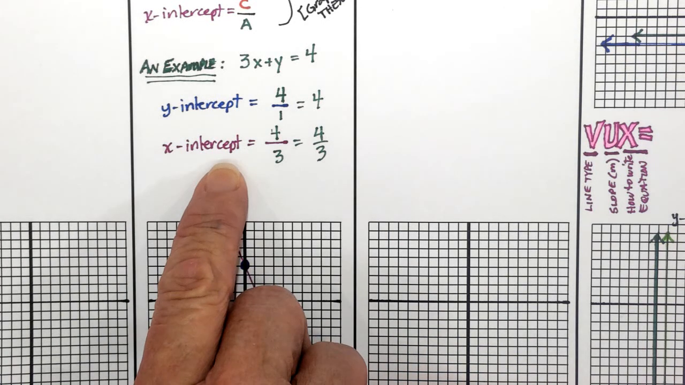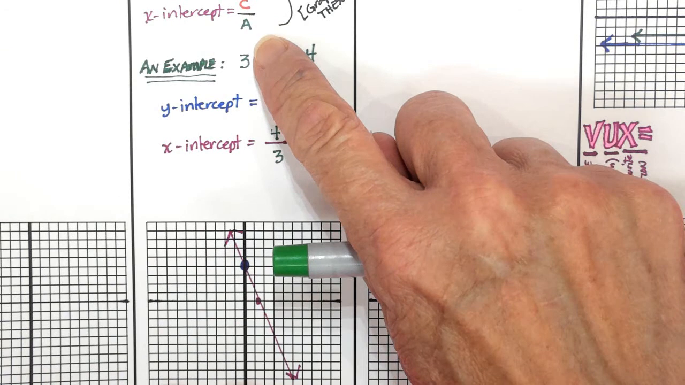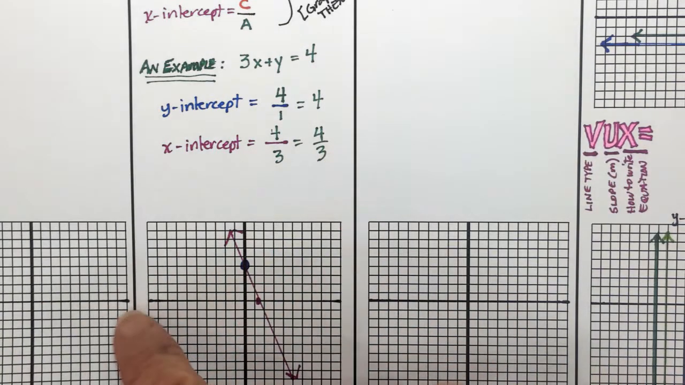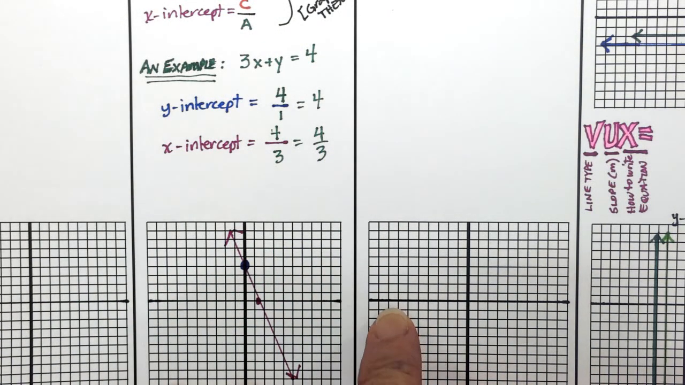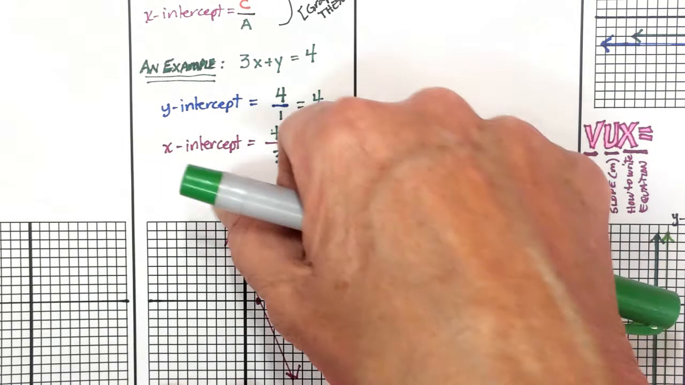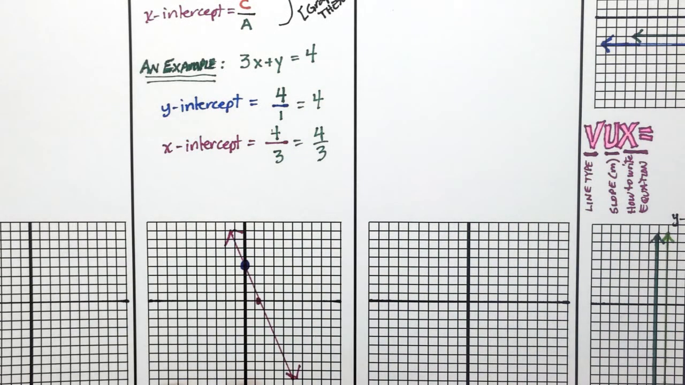The x-intercept is C over A. That's 4 over 3. So on our x-axis, we would come over 1 1/3, plot a point. Connect the 2 points with a line, and you've successfully taken a standard form equation and made a line with it.